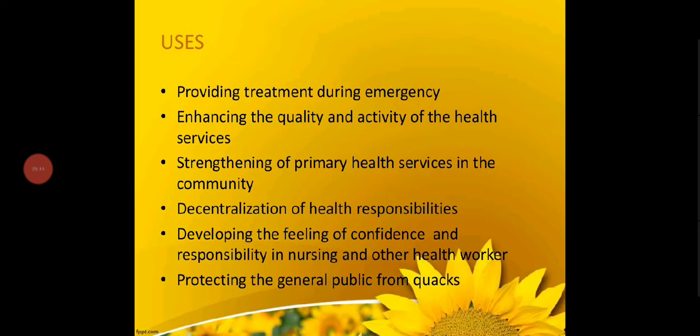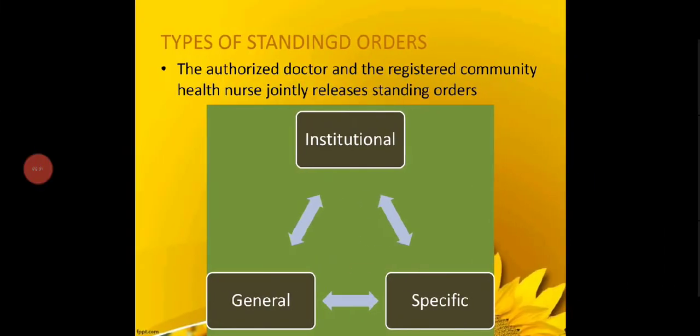We will provide good quality services, strengthening of primary health services in the community, and decentralization of the health responsibilities. Decentralization means that it is in the primary health care and the community care you are giving. Developing the feeling of confidence and responsibility in nursing and other health workers. Protecting the general public from the quacks. If any problem occurs, you can protect the general people.